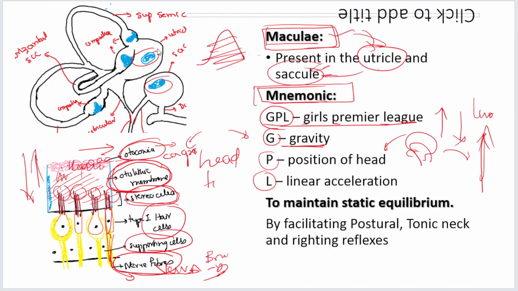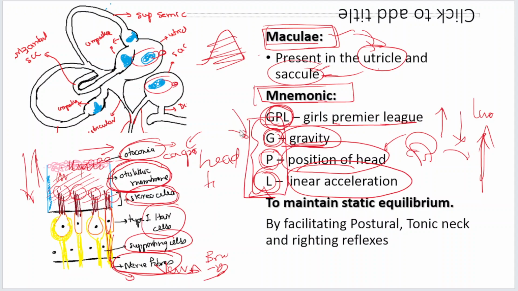So what is the work of the macula of the utricle and the saccule? They are perceiving GPL, Girls Premier League: gravity, position of head, and linear acceleration. All three things are perceived by both the maculae. What do they do? They maintain static equilibrium. You are able to have your orientation in space. You understand that you are standing, you are sitting, you are on the first floor, the second floor, higher or lower.